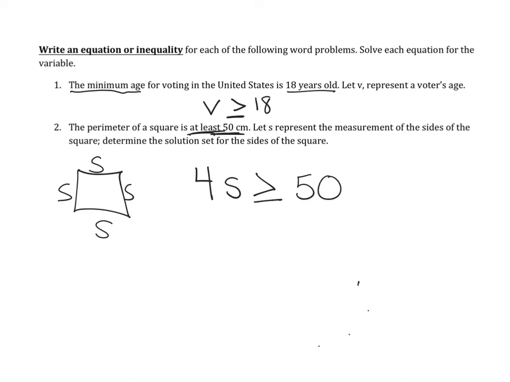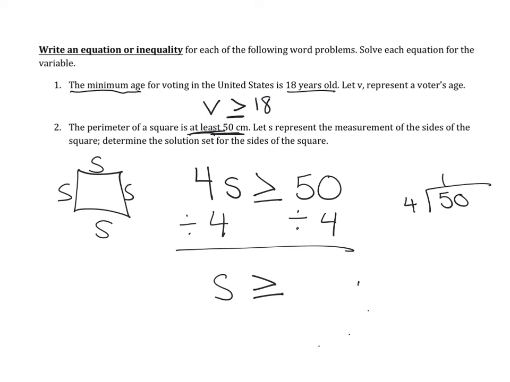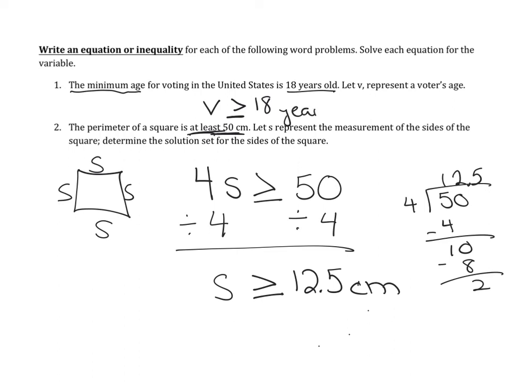And then we're actually going to solve, so divide by 4 on both sides. We'll get s is greater than or equal to, so if we're going to come over here, 4 will go in here once, give me 1, 10 will go in there twice with 8, so it gives me 12.5 centimeters. Oh, and I should have put centimeters up here because we need to label our word problems.